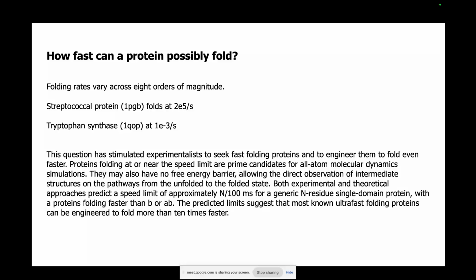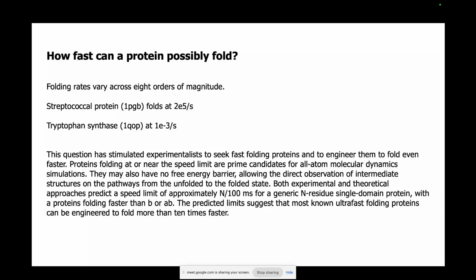So we know that the protein is folding at a certain speed. We want to quantify the speed in some way possible, right? If you look at a host of proteins, it can vary, and technically it varies across 8 orders of magnitude, right? So I think this is the streptococcal protein folds the fastest, at 10 to the power minus 5 folds per second. Tryptophan synthesis is a protein which folds the slowest, which is like 10 to the power negative 3 folds per second.